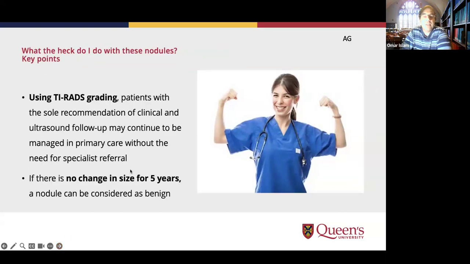Furthermore, TI-RADS grading is the most powerful tool we have from an imaging perspective. Patients with the sole recommendation of clinical and ultrasound follow-up may continue to be managed in primary care without the need for a specialist referral. If there is no change in size and there's the magic number of 5 years, a nodule can be considered benign.